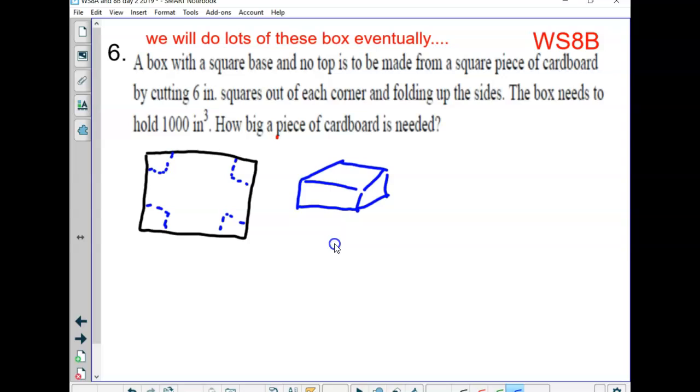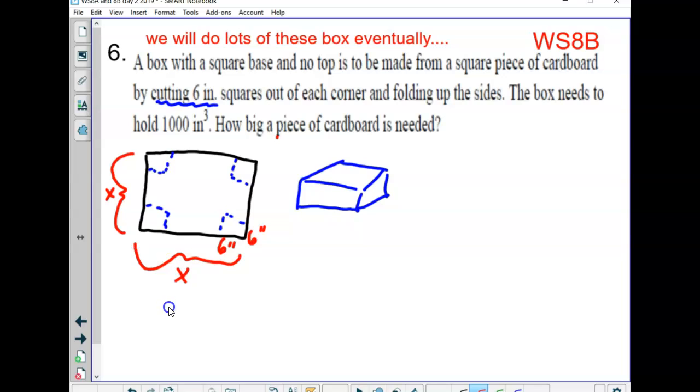All right, so what do we know? This 6, what is this 6? Yes, this was 6 inches by 6 inches, 6-inch squares out of each corner. So it must have been pretty big to begin with, right? So this dimension is what we don't know. How big of a piece of cardboard is needed? So this was x, and because it's a square, we don't really need two variables. This side would also be how long?